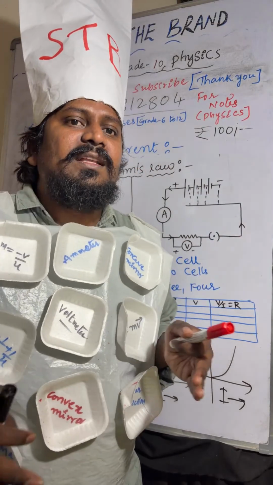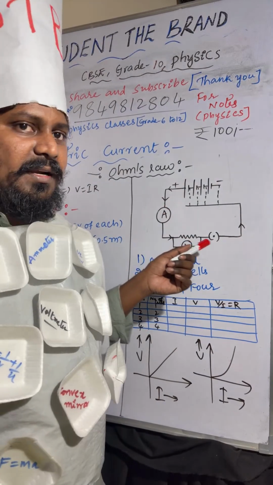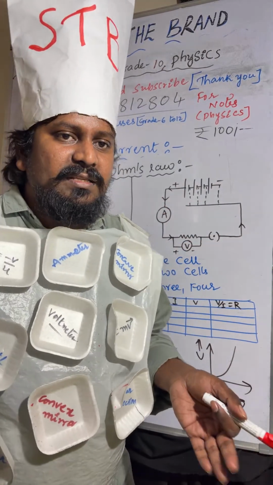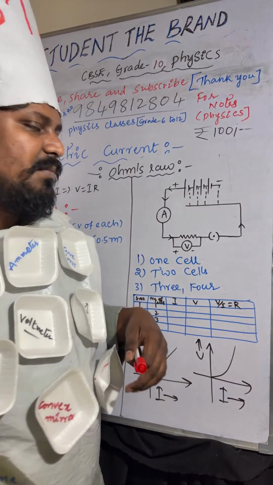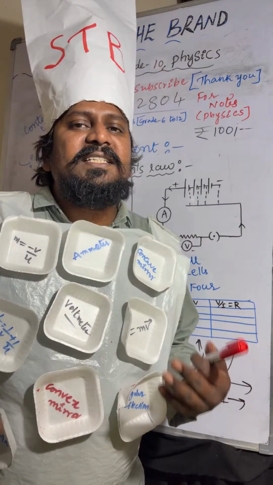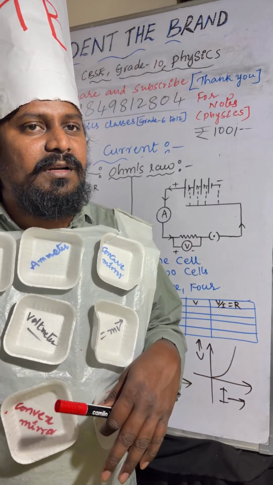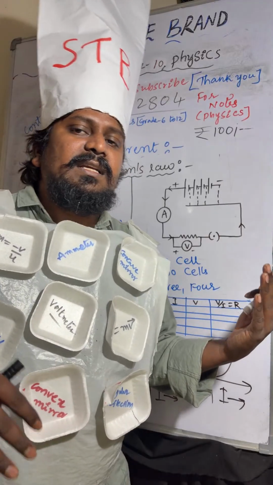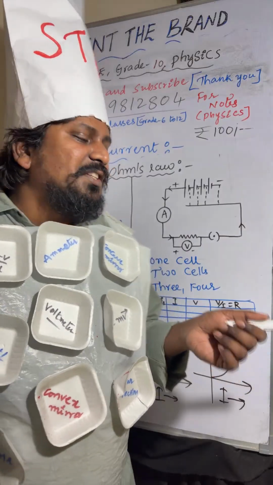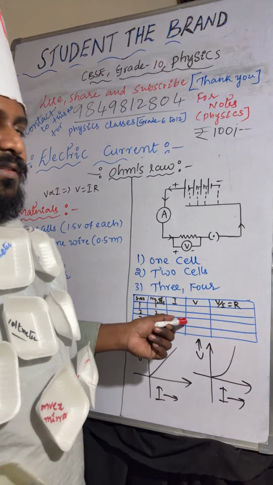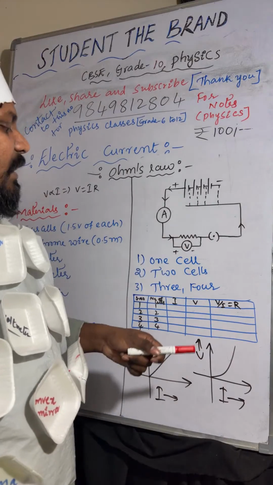First you have to connect one cell and note down the reading of ammeter and voltmeter. Next, connect two cells, observe the reading of ammeter and voltmeter, and repeat the process for 3 and 4. Connect 3 cells and observe the reading of ammeter and voltmeter. Connect 4 cells and observe the reading of ammeter and voltmeter, and mention them in tabular form. Okay, so in this tabular form, you have to mention those values.